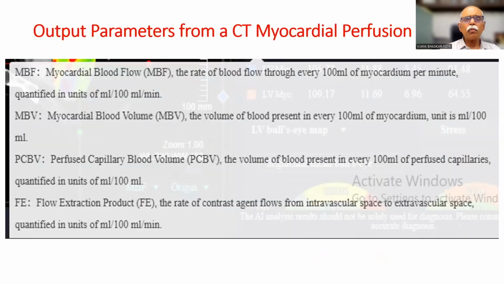Now, what are the output parameters of myocardial perfusion? Most important is myocardial blood flow. Then you get myocardial blood volume. Then you get perfused capillary blood volume. Then you get a flow extraction product. But among these, the most important parameters are myocardial blood flow, that is absolute myocardial blood flow, and relative myocardial blood flow, which I'll show you in the examples.